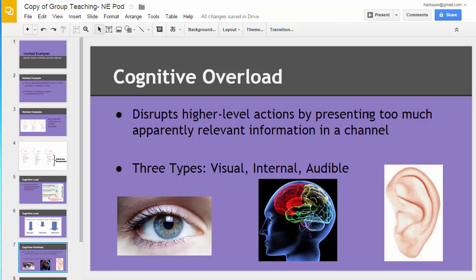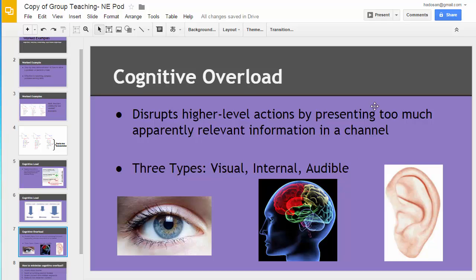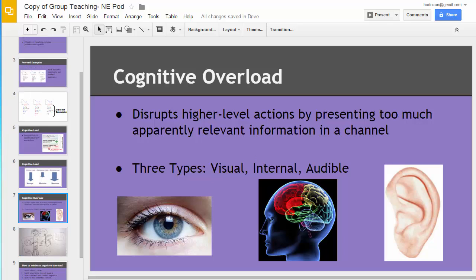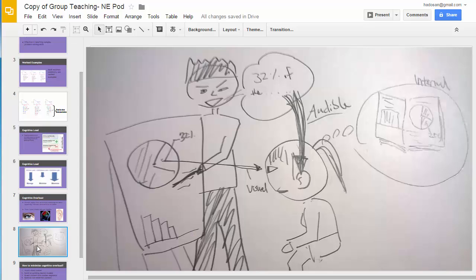Here you are referring to the three major sources of information, and visual and audible are intuitive enough, but internal combined with this image might be a little hard to understand. And also overload can occur by presenting too much irrelevant information as well. Getting back to the internal type, I think it'd be a better idea to show examples of these three types of information sources. So if you have a picture of someone, for instance, you can provide an example by drawing a picture like this. So this is an example of a visual, and this is audible. And by internal, I think you mean the mental database or personal knowledge base.